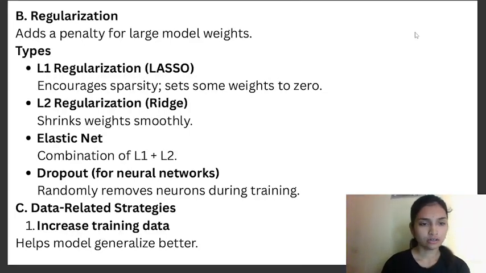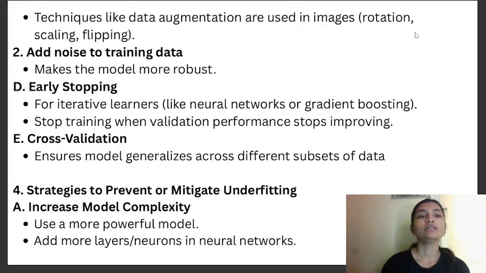Now the third one, data related strategies. First, increase training data. It helps the model to generalize better. Second, techniques like data augmentation are used in images. Add noise to training data to make the model more robust. Early stopping for iterative learners like neural networks or gradient boosting: stop training when validation performance stops improving. Now cross validation. It ensures the model generalizes across different subsets of data.